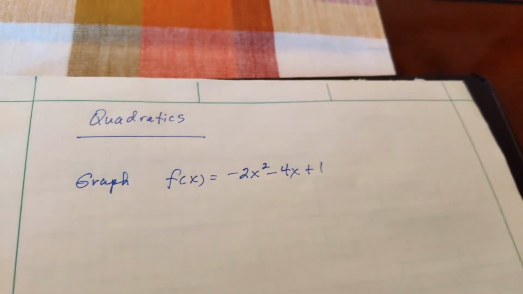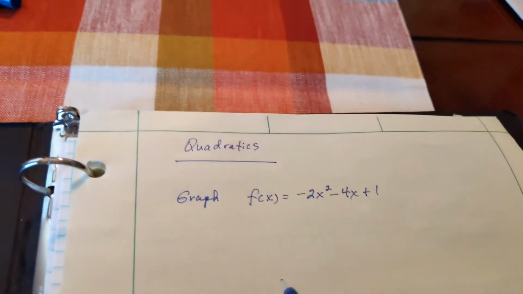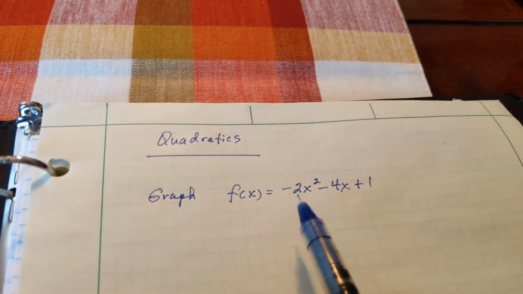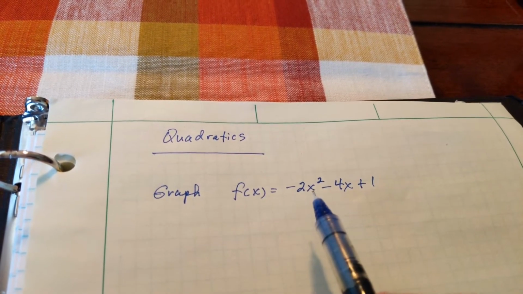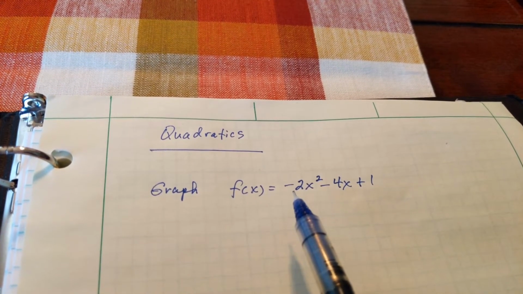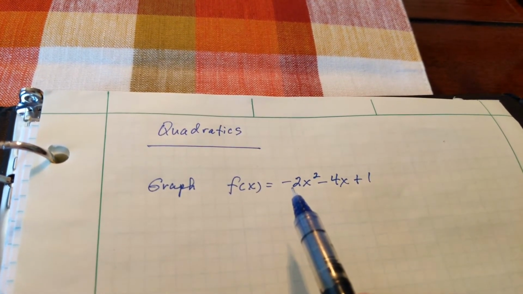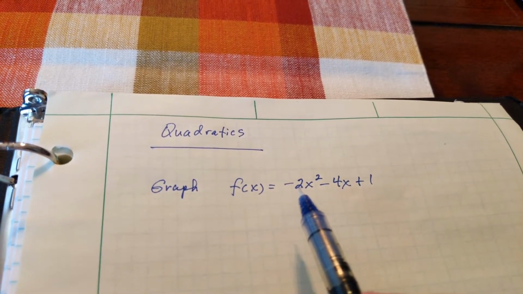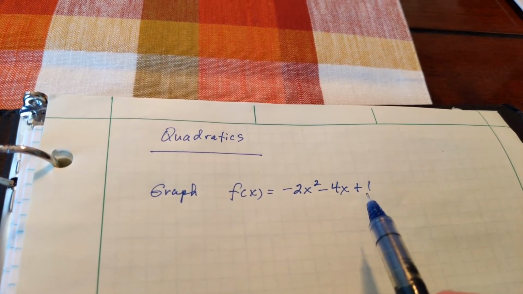So the first thing let's do is this. Let's determine which way it's opening. And so notice that the A term is -2. So if the coefficient that's on the x squared term is positive, then it's opening upward. If it's negative, like in this case, it's opening downward. So this is A, B is -4, and C is 1.